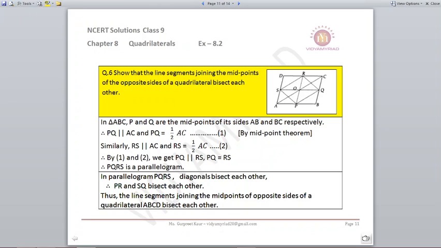And similarly, if we take triangle ADC, SR will be half of AC and SR is parallel to AC. Considering this, we can say that PQ is parallel to RS and PQ is equal to RS. Thus, since the opposite pair is equal and parallel, we can say that PQRS is a parallelogram. And in a parallelogram, we know that diagonals bisect each other. That means here PR and SQ are the diagonals and they are bisecting each other. Thus, we can say that the line segments joining the midpoints of the opposite sides of the quadrilateral bisect each other.